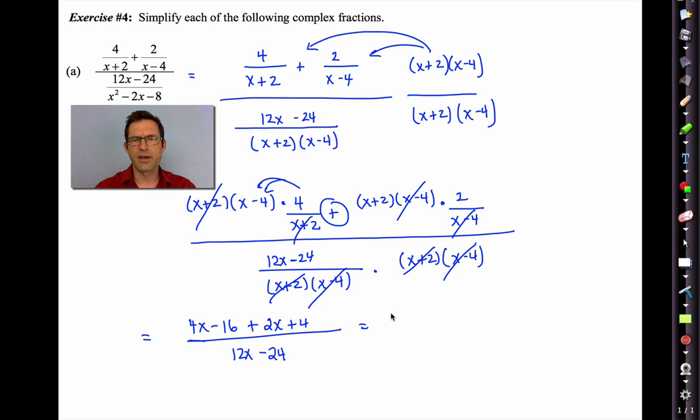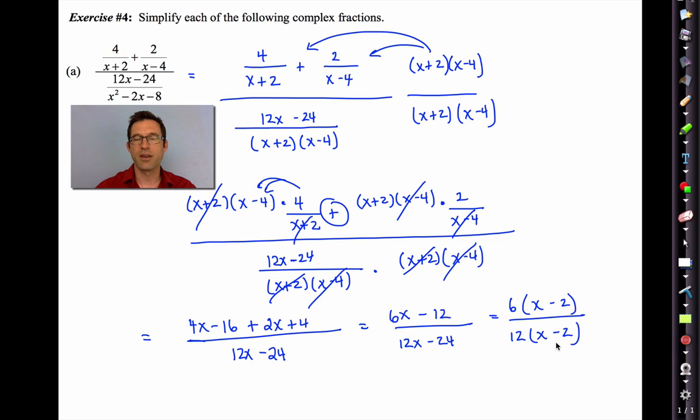All right, let's combine some like terms in the numerator. 4x and 2x is 6x. Negative 16 and positive 4 is negative 12. And then we have 12x minus 24 in the denominator. Seems like I might be able to do something here. Factor a 6 out of that. Factor a 12 out of that.